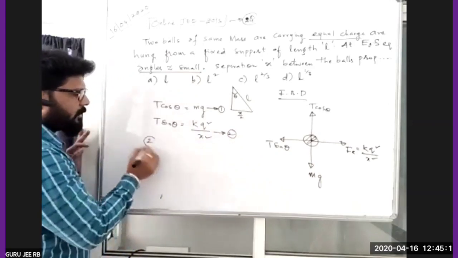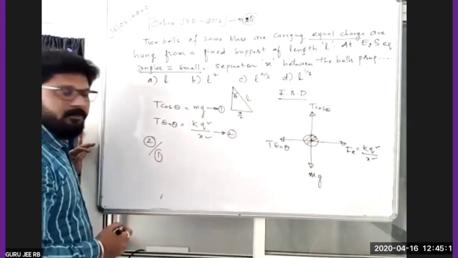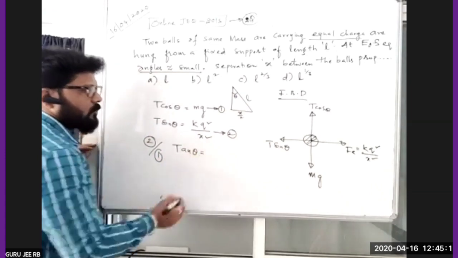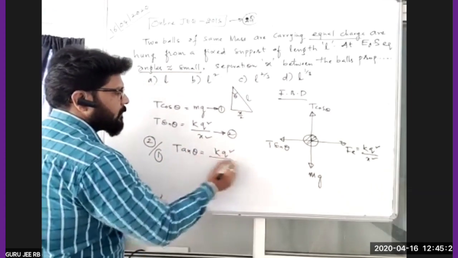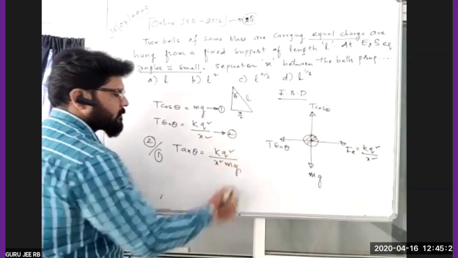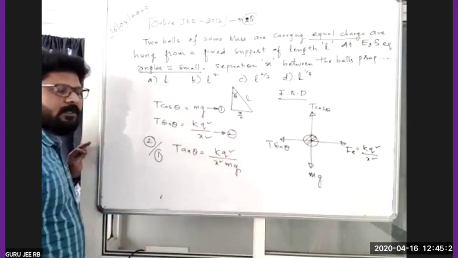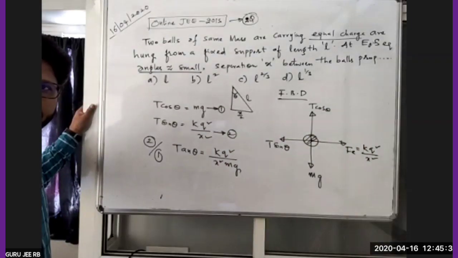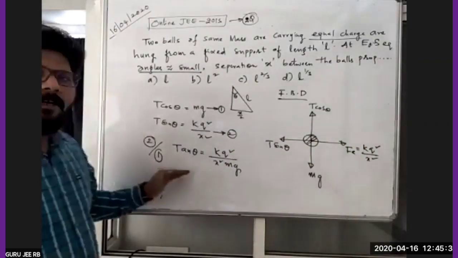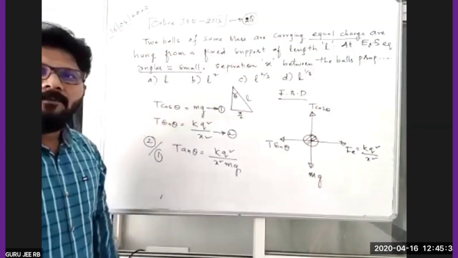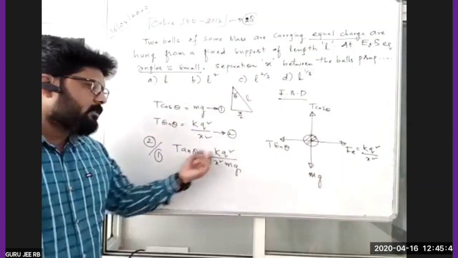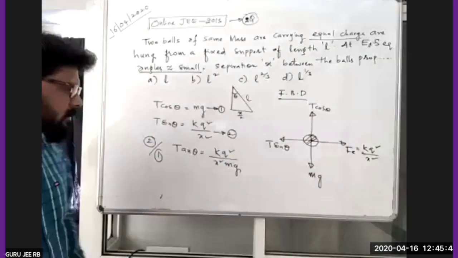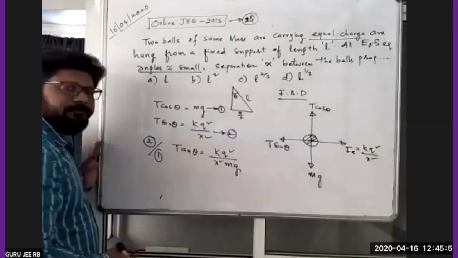Dividing 2 by 1. So sin theta by cos theta is tan theta. Tan theta equals k q square by x square into mg. Am I right? K q square by x square by m into g. Clear till this point? Or any doubts? Just I divided at the electrostatic equilibrium. We are getting tan theta equal to k q square by x square by mg. Just dividing both the things.